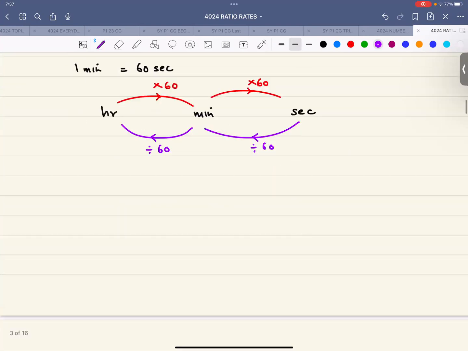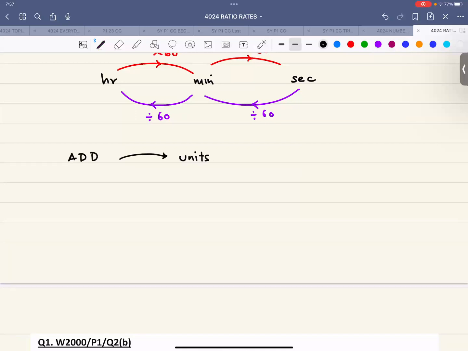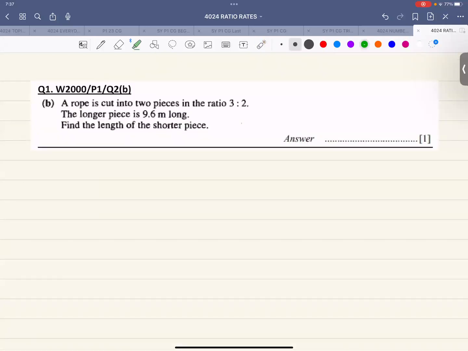Now let's look at this particular question. Let me first read it. Let me grab a highlighter and start with this. A rope is cut into two pieces in the ratio 3:2. The longer piece is 9.6 meters long. Find the length of the shorter piece.